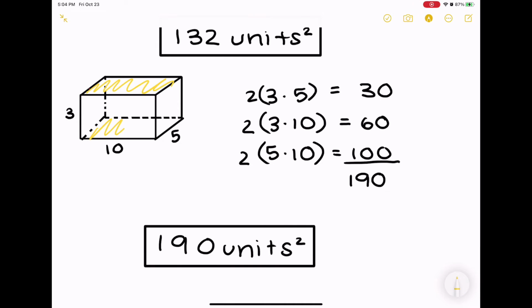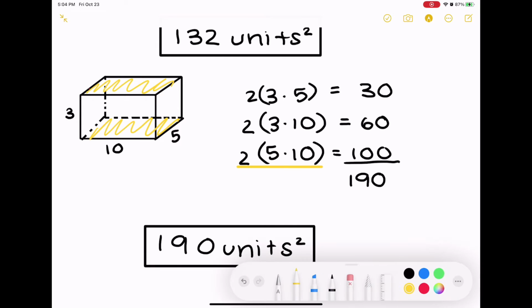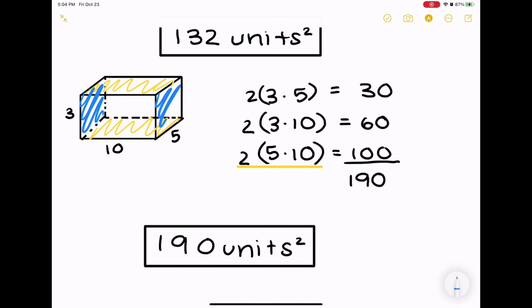So I'm going to do a very similar thing to what I did before. I'm going to go ahead and underline how we got each equation, like which side it corresponds to.